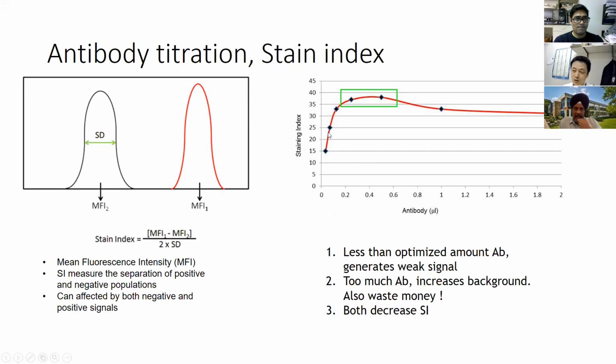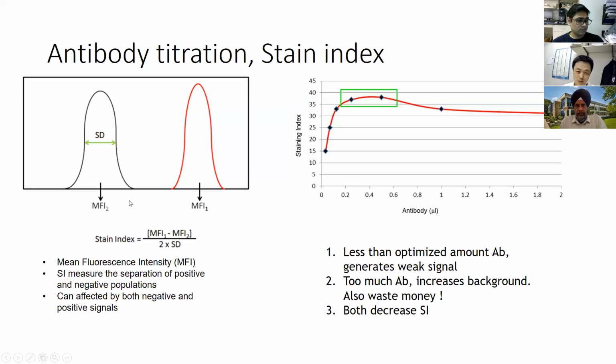So 1, 2, 3, 4, 5, 6, 7. So you have 7 tubes. Each tube should have the same cell concentration and the same cell working solution volume. Then you add a different amount of antibody. Then you run each tube on the machine.